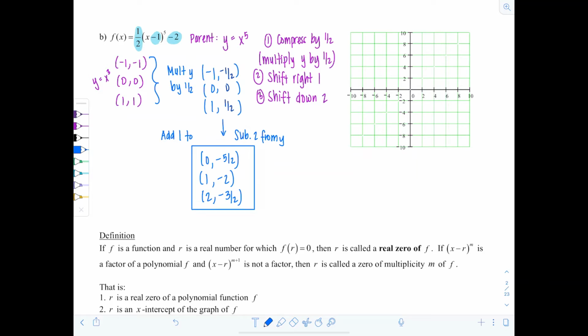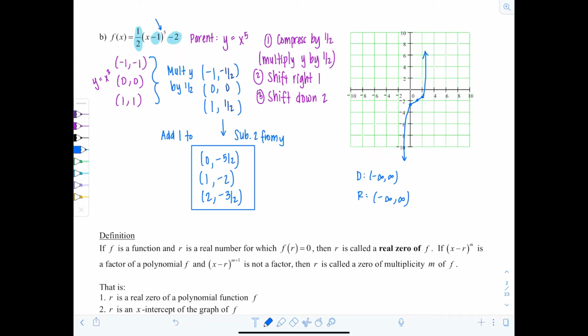All right, very good. So let's plot these. It's going to have the same general shape as x cubed as well. So 0, -5/2; 1, -2; and then 2, -3/2. Wow, don't draw a straight line. Just remember what the shape is so that you draw something that would resemble x to the 5th. All right, what about the domain and range? So the domain is going to go from -infinity to infinity, and the range is the same. If the exponent is odd, then both the domain and range are going to be all real numbers.